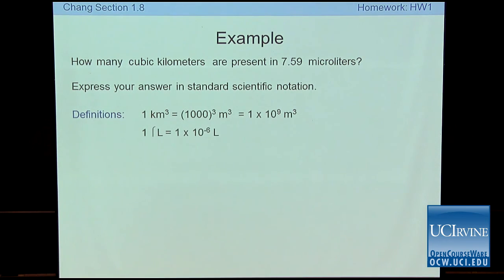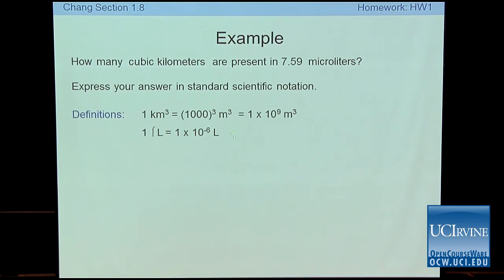What about this guy? Oh man, it should be a micro. 1 microliter equals 1 times 10 to the minus 6 liters. That's the definition. A micro means 10 to the minus 6. So a microliter is 10 to the minus 6 liters. But I have to relate it to meters. I know a liter is a decimeter cubed. So let's do that. 1 microliter is 1 times 10 to the minus 6 decimeter cubed. And now I relate the decimeter cubed to a meter cubed.